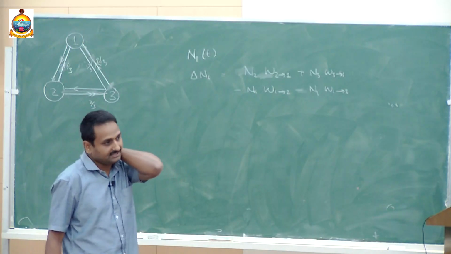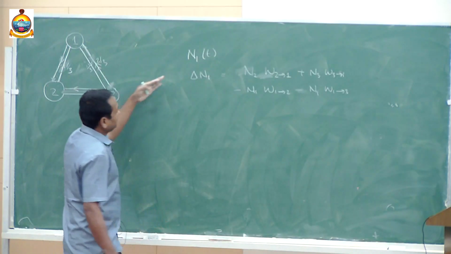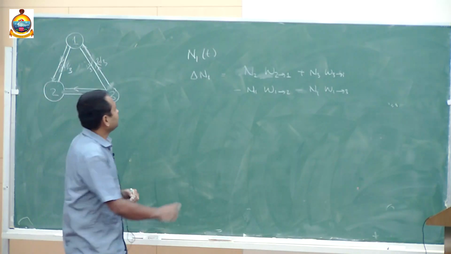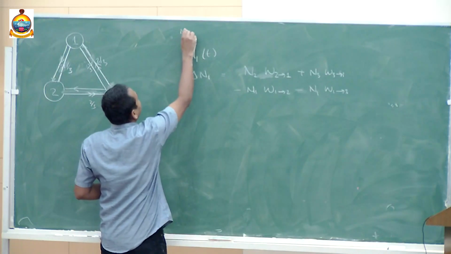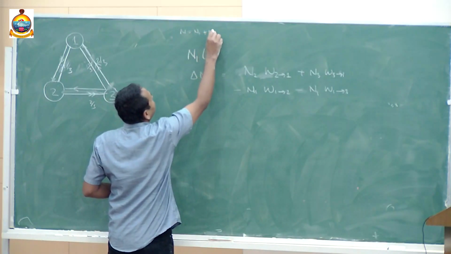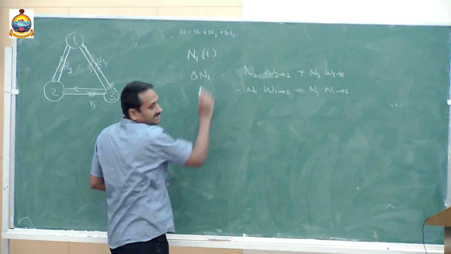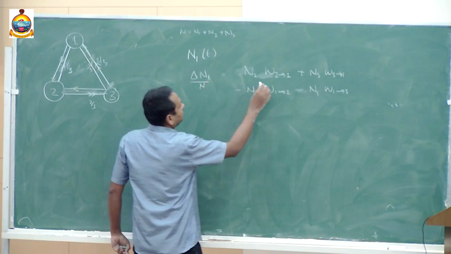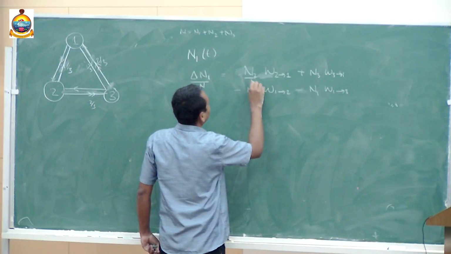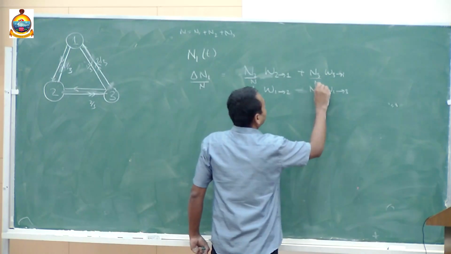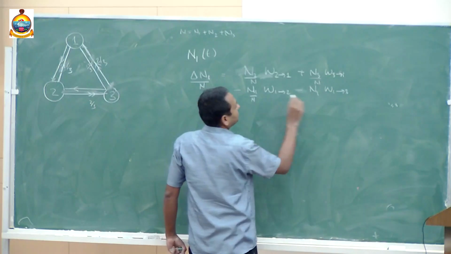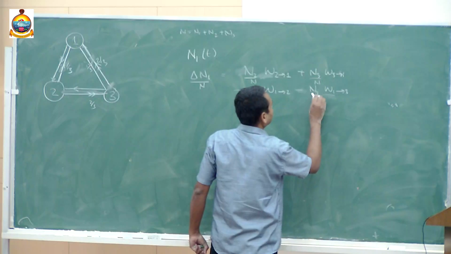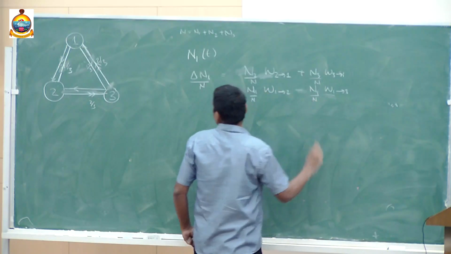Now if the number of kids is very large, then I can say that the total number of kids is n equal to n1 plus n2 plus n3 at any time, and this is, let us say, very large. You have a large number of people, so then I can divide it by n, the total number, and divide each term by n.